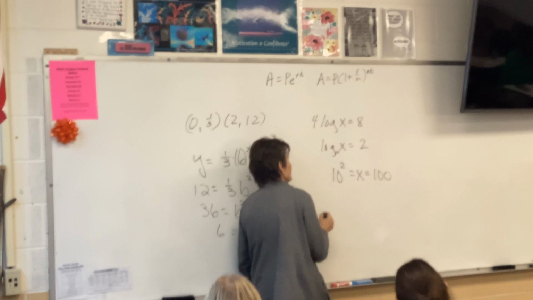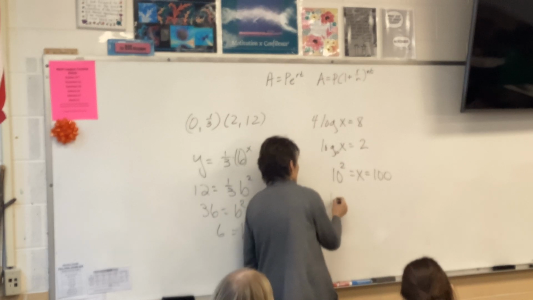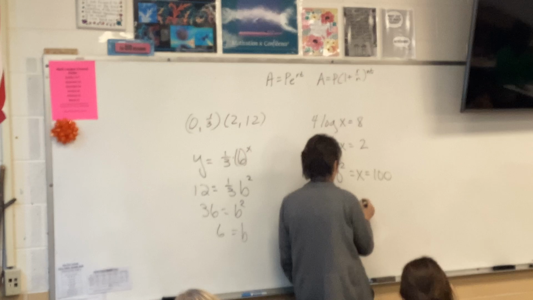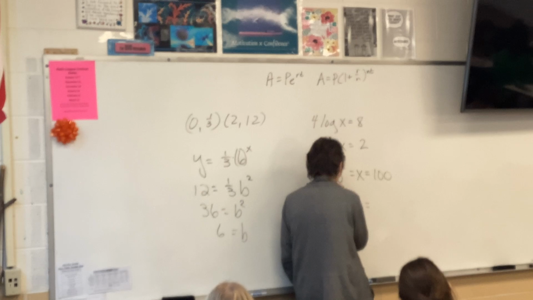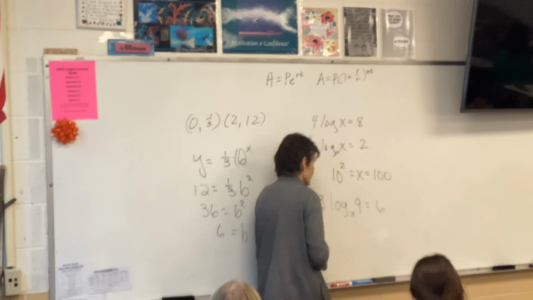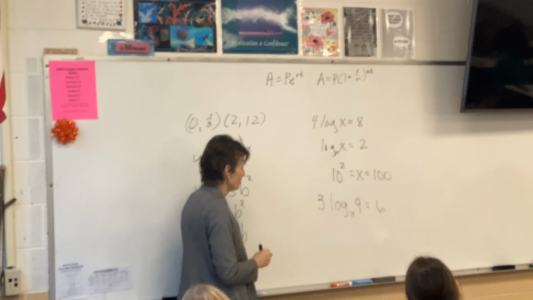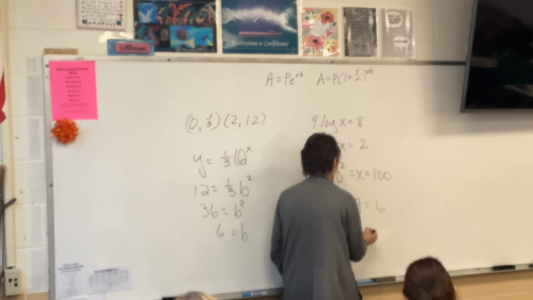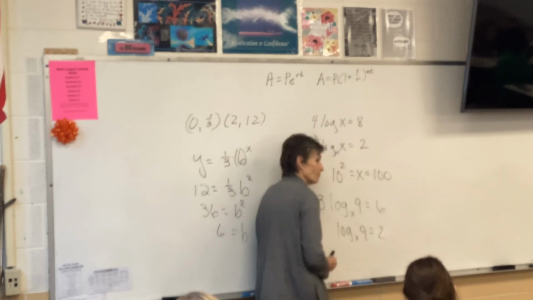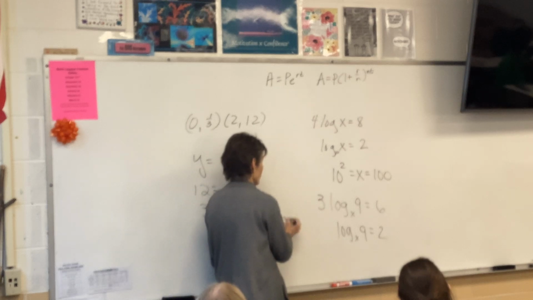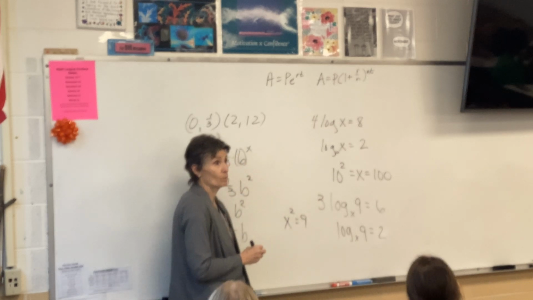All right, what about something like this? 3 log base x of 9 equals 6. Oh geez, I hope this comes out right. Okay, so I divide by 3, so log base x of 9 equals 2. So then x squared equals 9, so x equals 3.